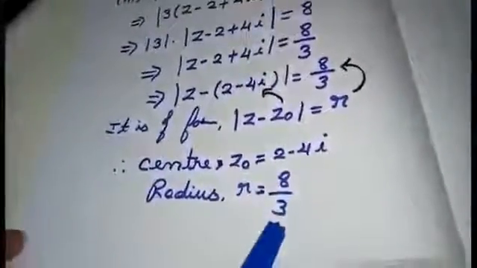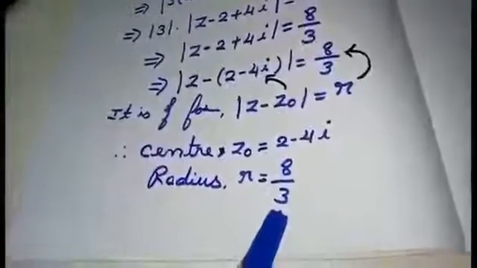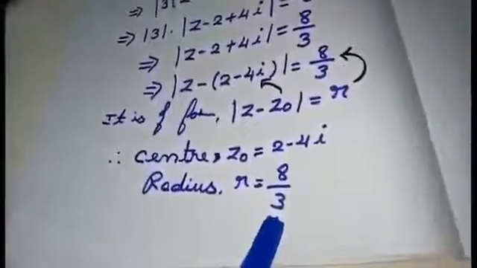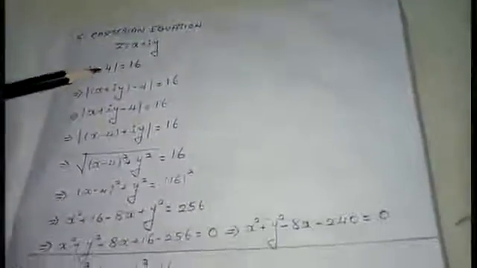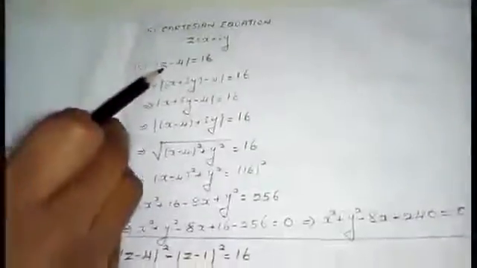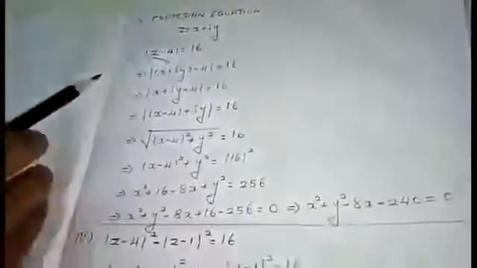Next, we are moving on to the last sum, that is the fifth question. Exercise 2.6, fifth sum. What is the question? First, they are asking you to find the Cartesian equation, students. That is, I told you, it will be in the form of an equation. What is given here? Modulus of z minus 4 equal to 16. In place of z, I am going to replace the value as x plus iy. Same thing we are going to do here.